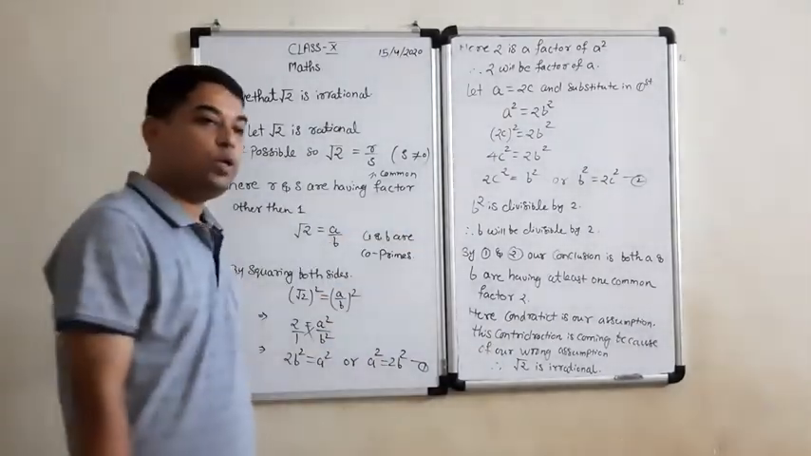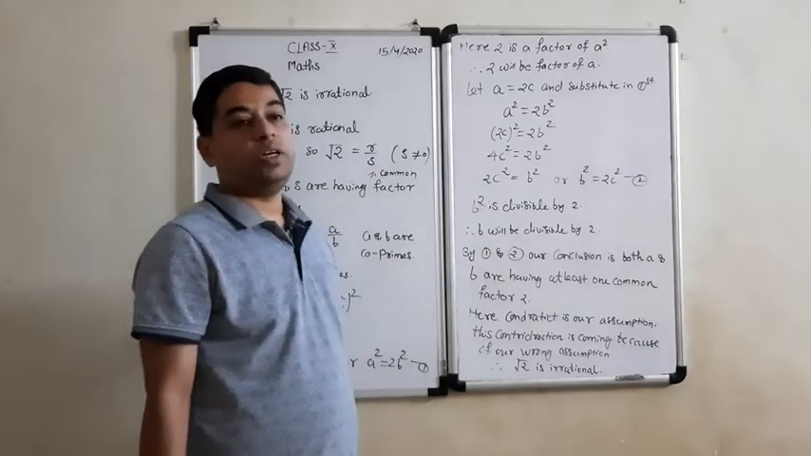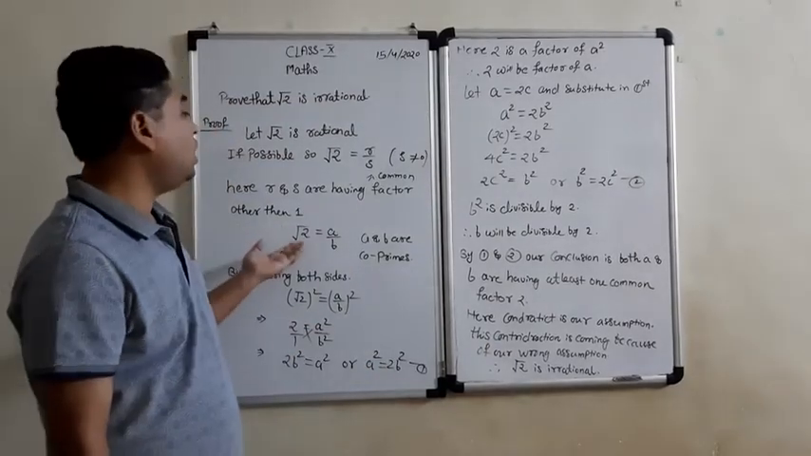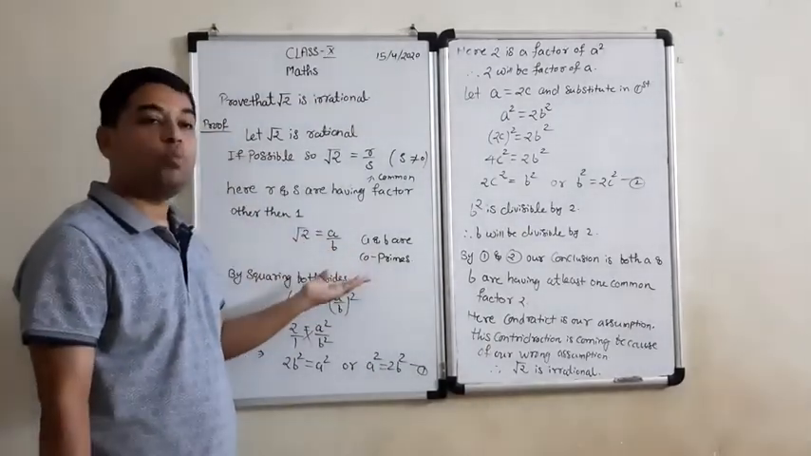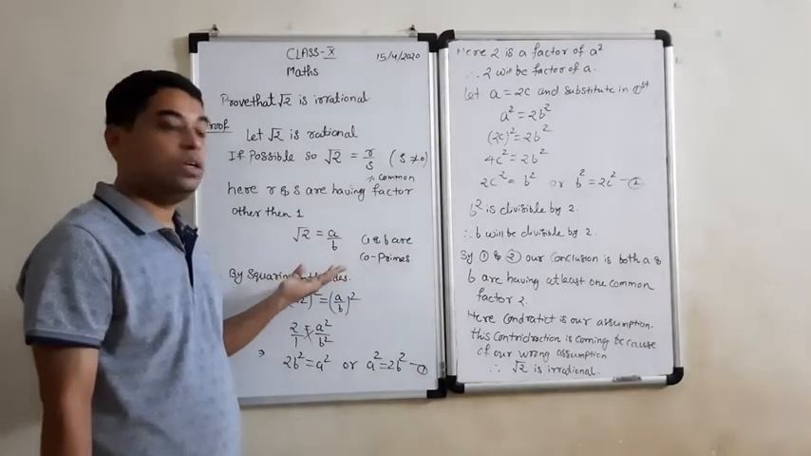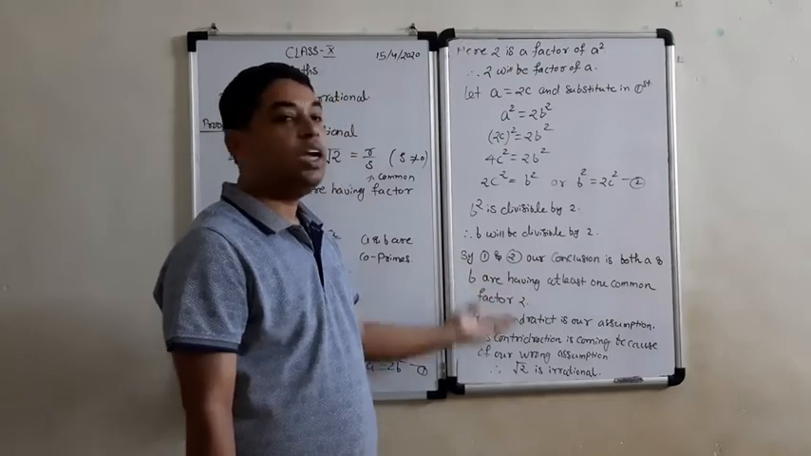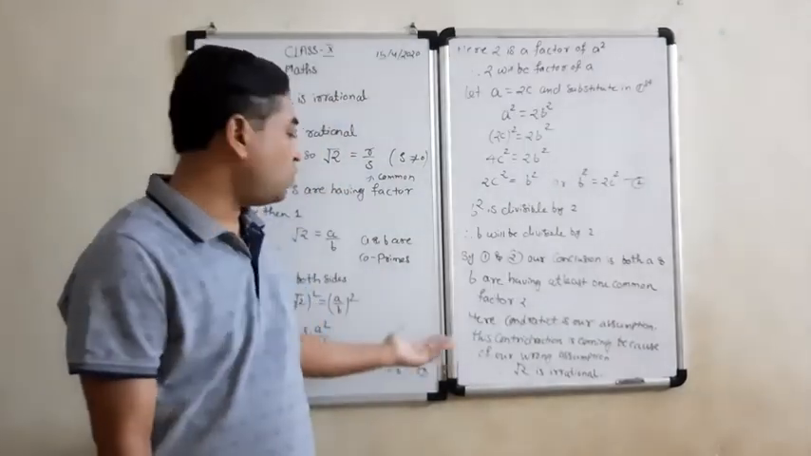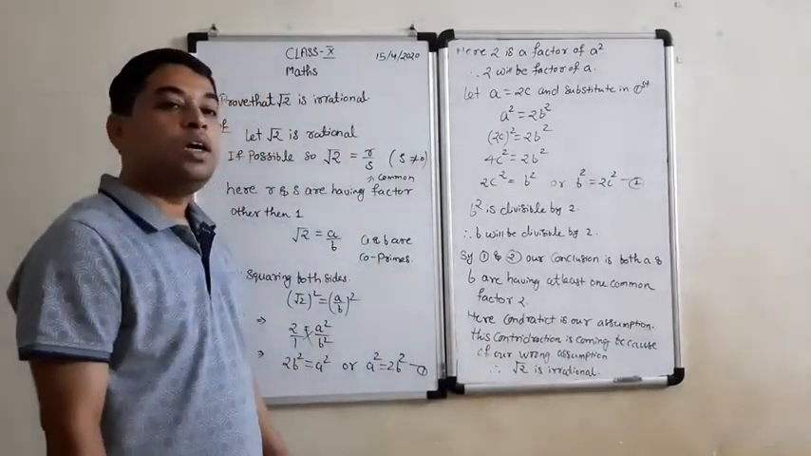So by statement first and statement second, our conclusion is that a and b both are divisible by 2. It means a and b have at least one common factor 2, and that is the contradiction of our assumption, because in the beginning we assumed that root 2 is equal to a by b, where a and b were co-prime. It means they do not have a common factor, but at the end we conclude that they have at least one common factor. And why has this contradiction arisen? Because of our wrong assumption. That is why we can write root 2 is an irrational number.